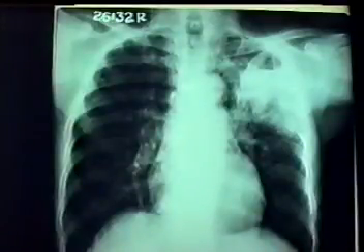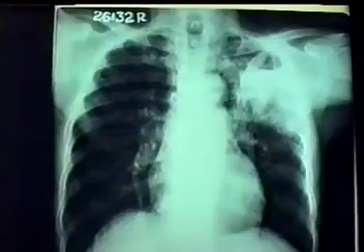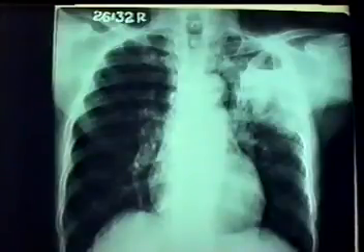Let's look at a radiological quiz. It's a patient who came with fever, chills, and rigors with purulent sputum. What is the radiological diagnosis? This is a PA view of chest radiograph.